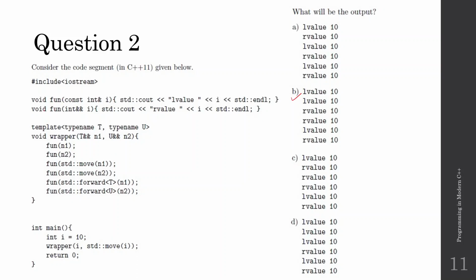Here you can see we have two functions. The first two overloaded functions: the first one accepts the reference and prints L value. The second one accepts this, not universal, this reference of reference, and prints R value. Then we have a template function called wrapper which accepts two arguments n1 and n2, and then it calls the functions based on various things.